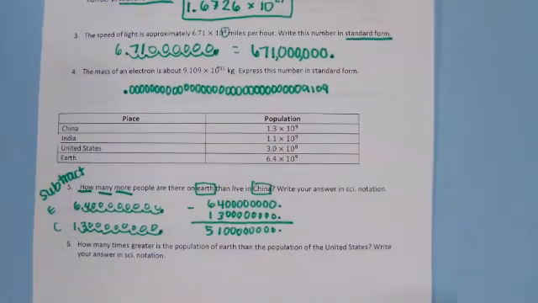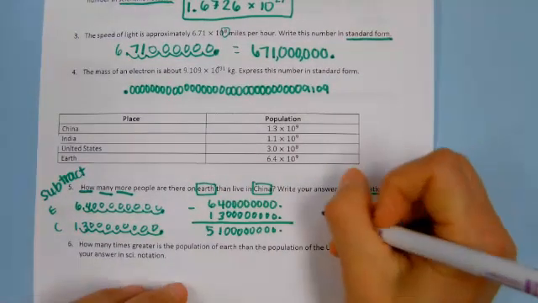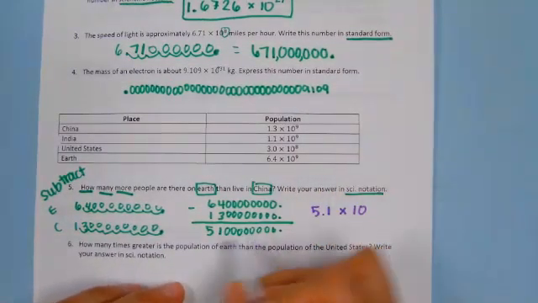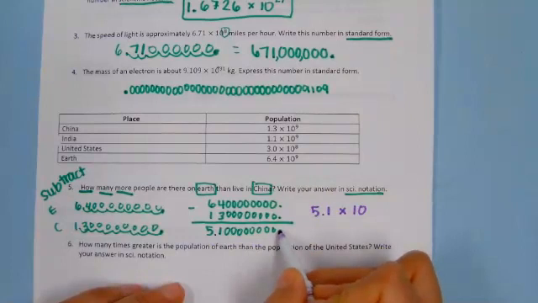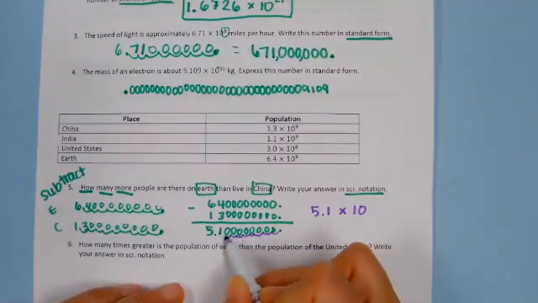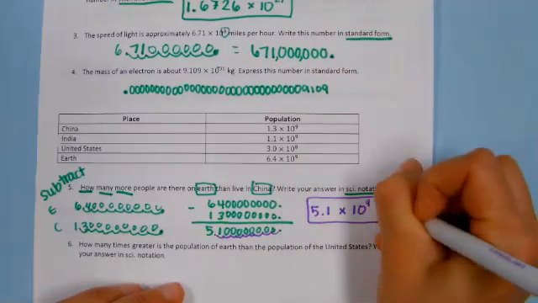Okay, but it says write your answer in scientific notation. So where should the decimal go? In between 5 and 1. So 5.1 times 10. And what's our exponent going to be here? 1, 2, 3, 4, 5, 6, 7, 8, 9 is our exponent, and that is our final answer.